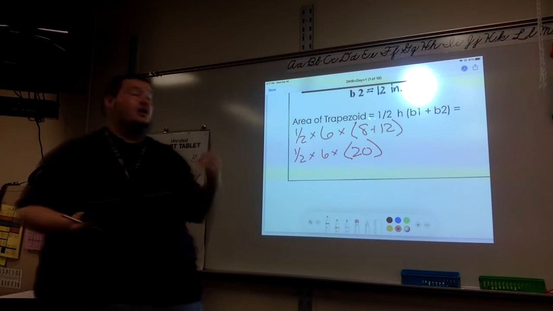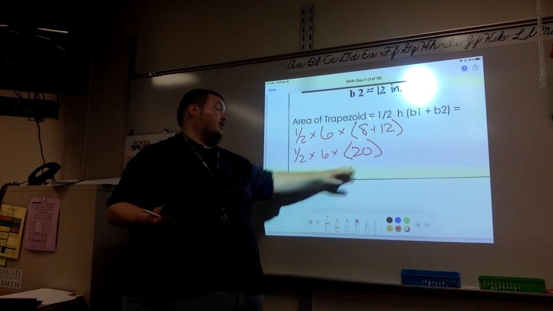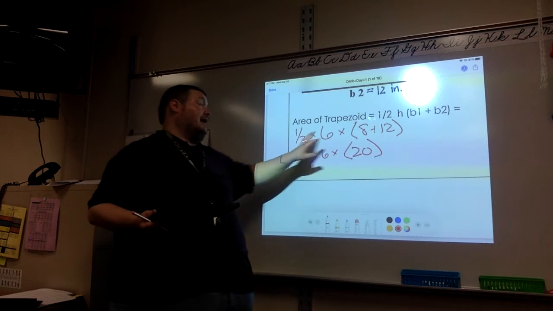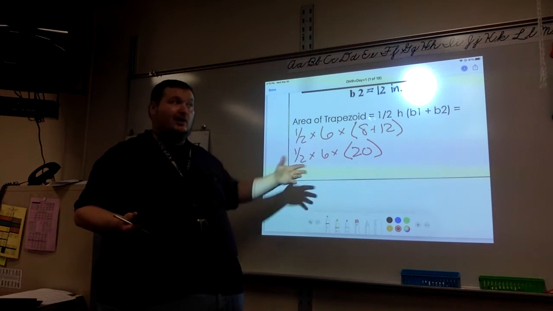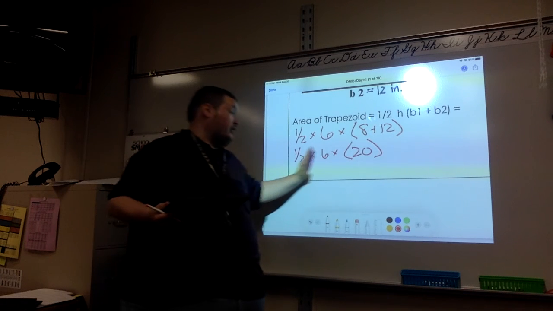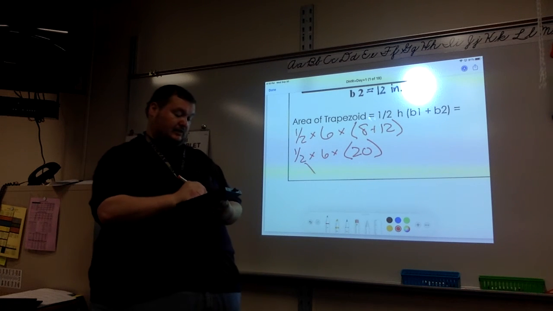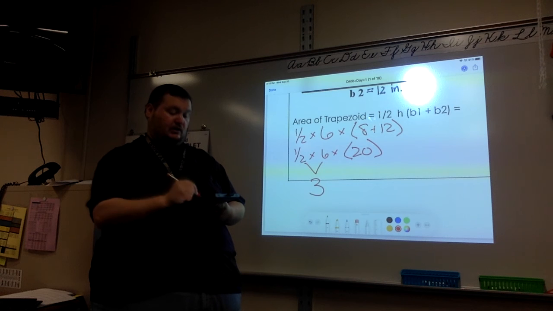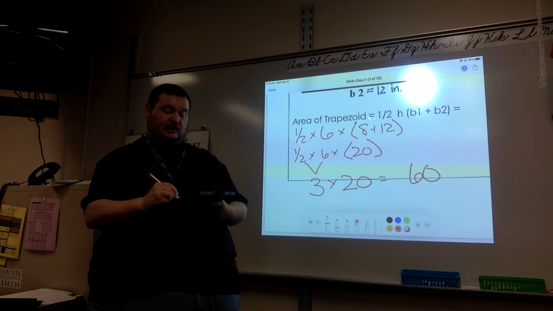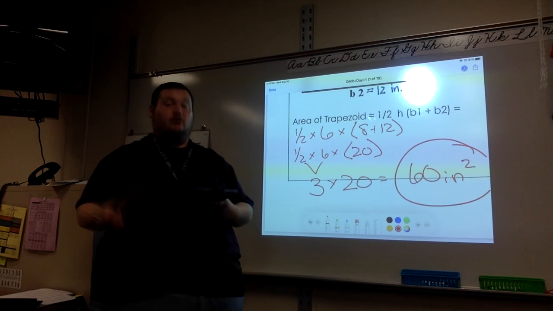All right, now you can multiply these in any order you want to. I can do 1/2 times 6 and then multiply that by 20. I can do 1/2 of 20 and multiply that by 6. Or I can do 6 times 20 and do it by 1/2. I'll go ahead and just do it straight across. So 1/2 of 6, or 1/2 times 6, is 3 times 20, which mental math is 60 inches squared.